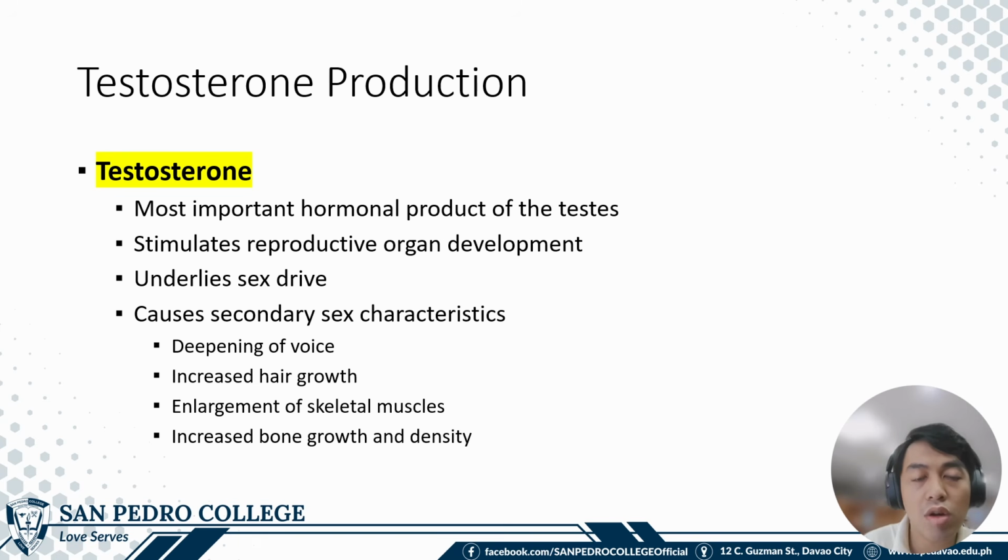Testosterone, which is the gonadal hormone produced by the testes, is the reason for the development of the secondary sex characteristics. In males, this includes the deepening of the voice because of the enlargement of the thyroid cartilage. We also have increased hair growth, enlargement of skeletal muscles, or increase in skeletal muscle size, and also increase in bone growth and density. Testosterone also increases the sex drive and the development of the male reproductive organs.